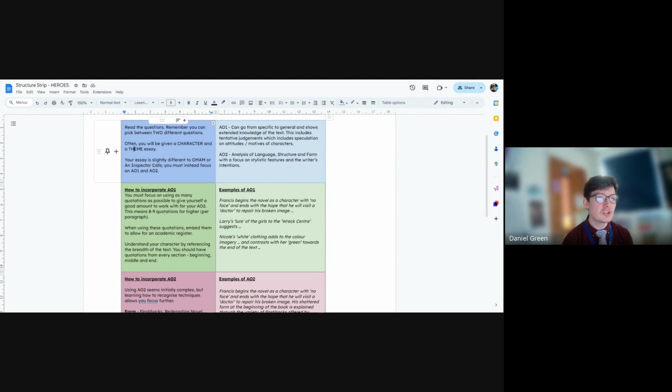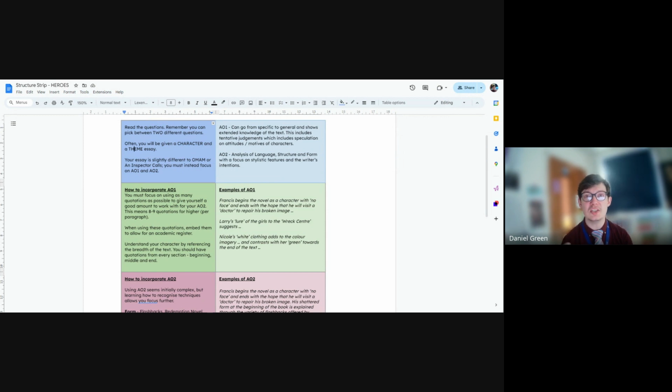Okay, so just to go through each of the AOs then. AO1 is going from specific to general, shows extended knowledge of the text. This is where your quotations come in. And it also includes things like tentative judgments, which can include speculation on attitudes and motives of characters. Now, that's taken directly from the mark scheme, okay?